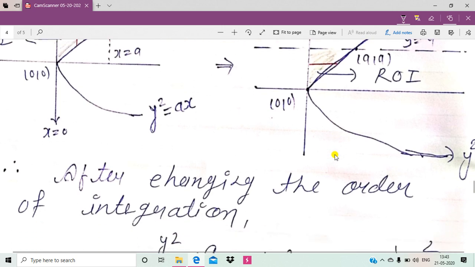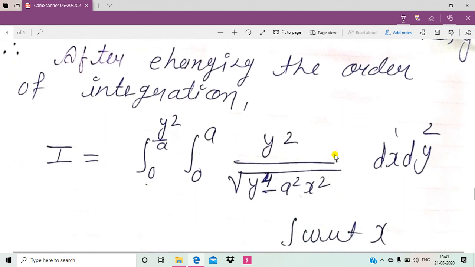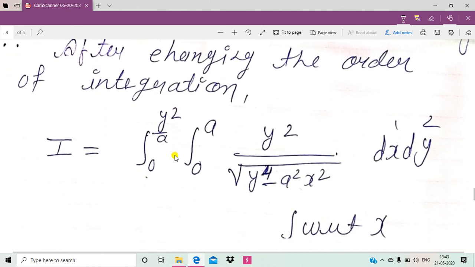So the integration will be changed now. The integration is now between the limits 0 to y square by a and 0 to a, of y square upon root over y to the power 4 minus a square x square, dx dy. You remember that the function won't be changed, so the function will be the same. Now the order has been changed.